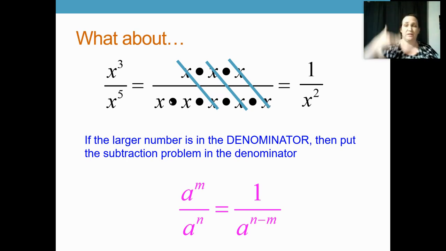Is it on the top? Is it on the bottom? Wherever the larger number is, that's where your subtraction problem will end up, and that's where your variable will end up. Your variable has to end up on whatever side had more of that letter. Make sure you wrote down the blue sentence and the pink equation. If everybody's ready, let's do one more example where the larger number is on the bottom.